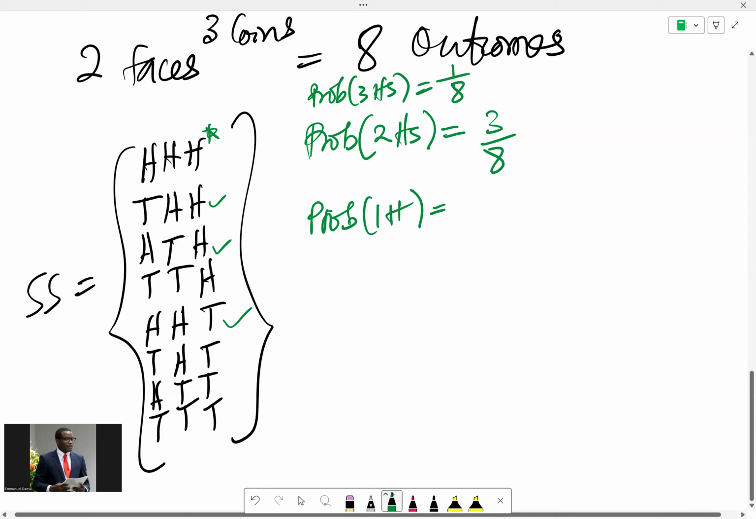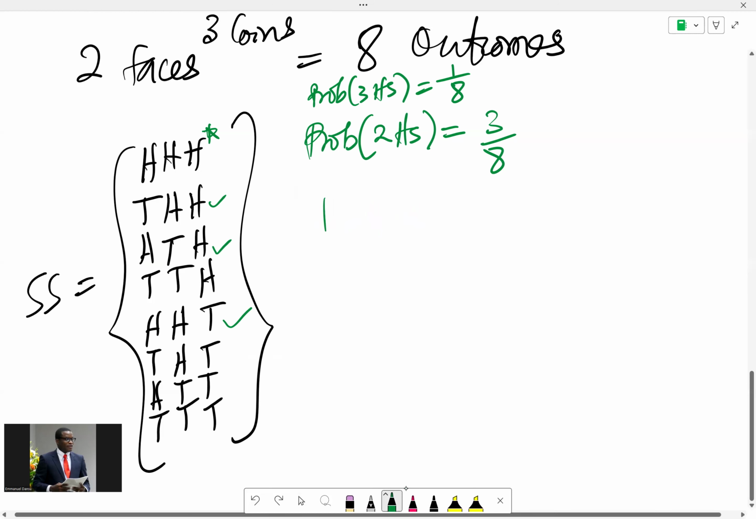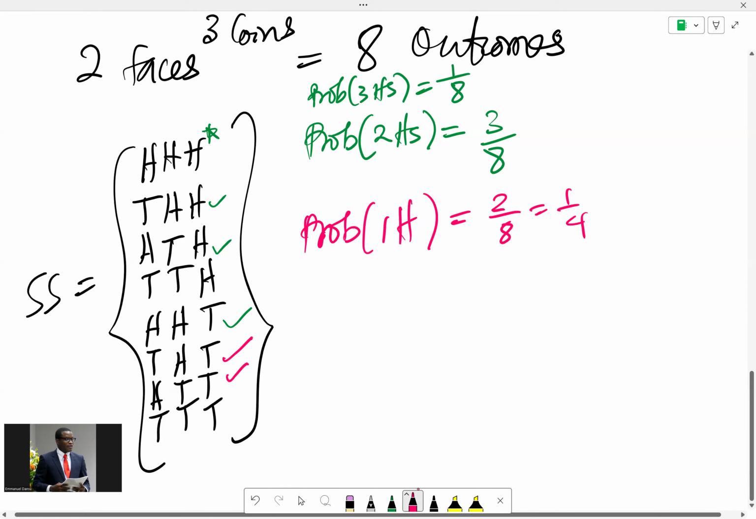Let me color code that for easy understanding. So probability of getting 1 head, right? So where do we have 1 head? This and this, only 2 out of the 8. So that is 2 over 8, and that is 1/4, 1 over 4. That's the probability of getting 1 head.